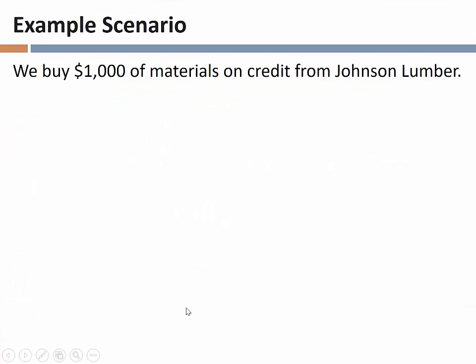All right, so another scenario. I go to Johnson Lumber and I buy $1,000 worth of lumber and I don't give them cash, I tell them to bill me for it. So I now have an obligation to pay Johnson Lumber. Well, how does this work? This is an example of where we use a reconciliation account.